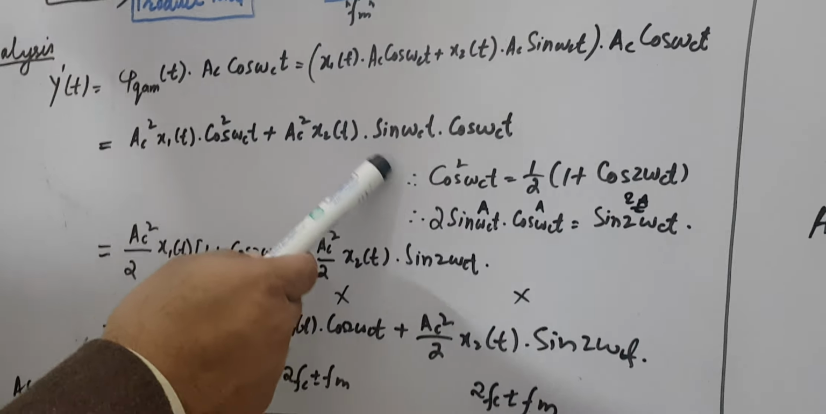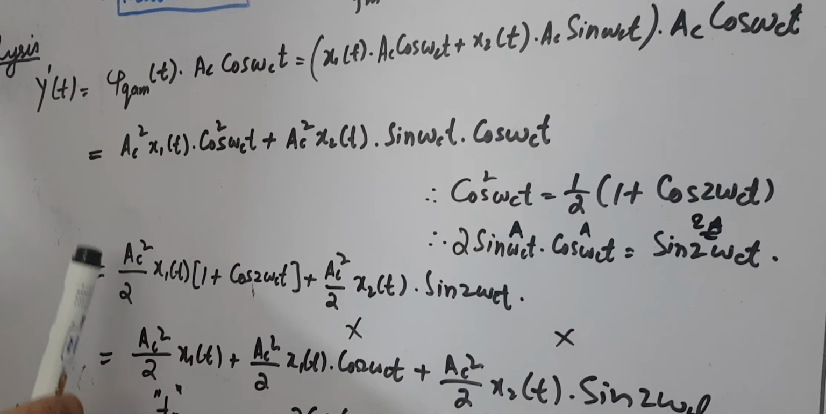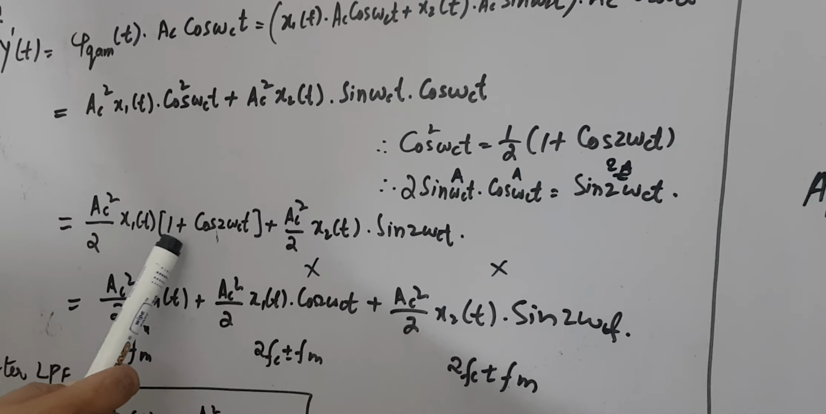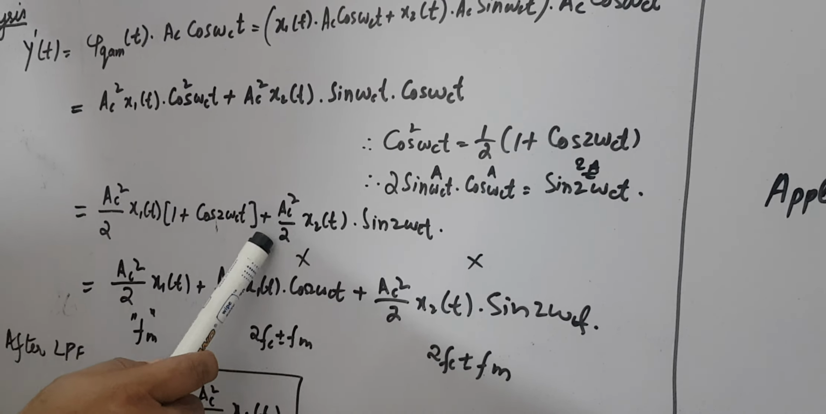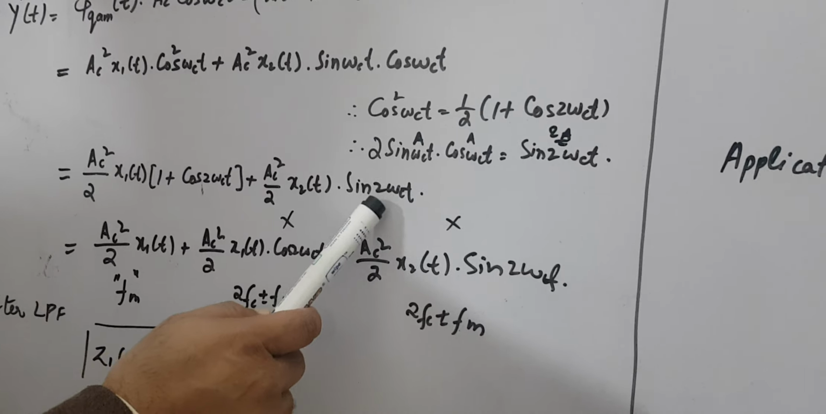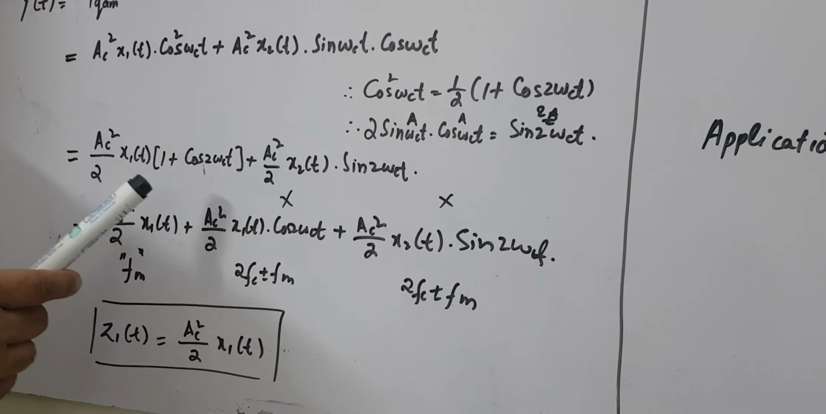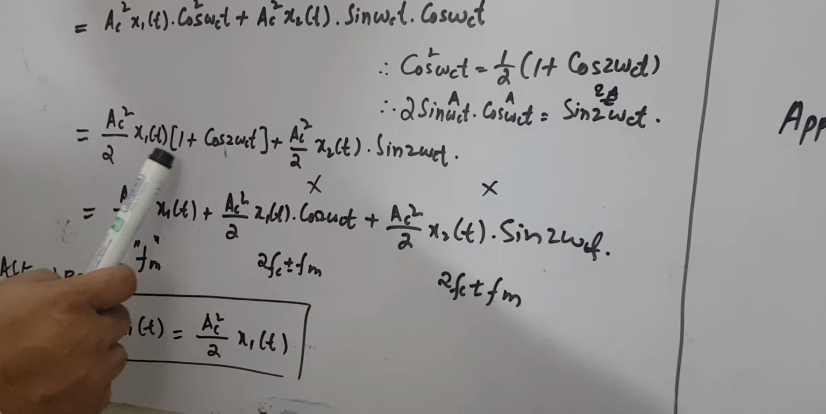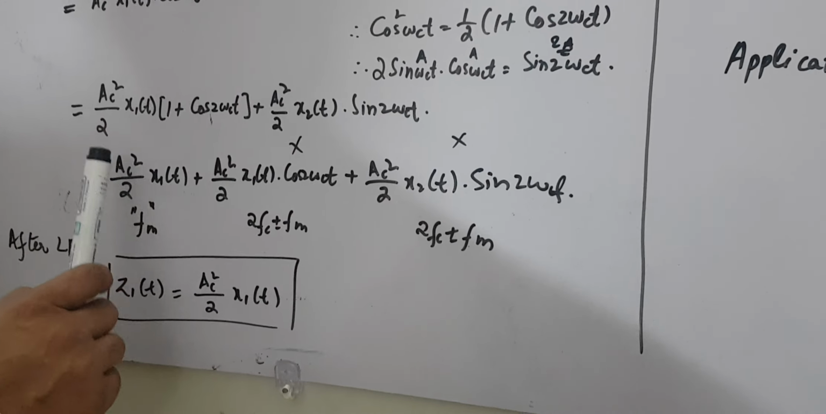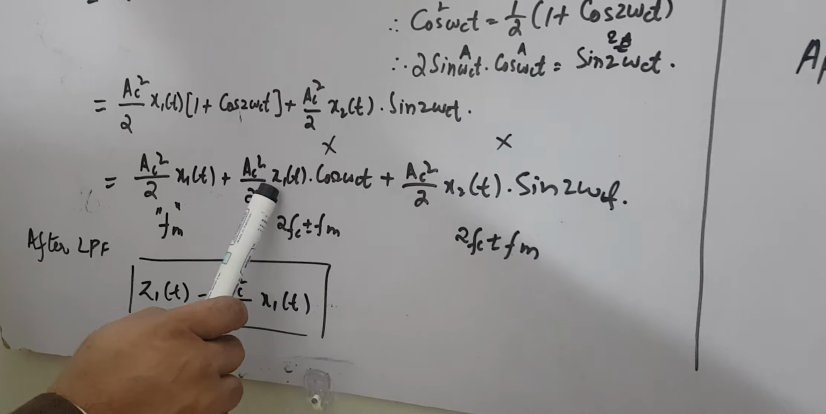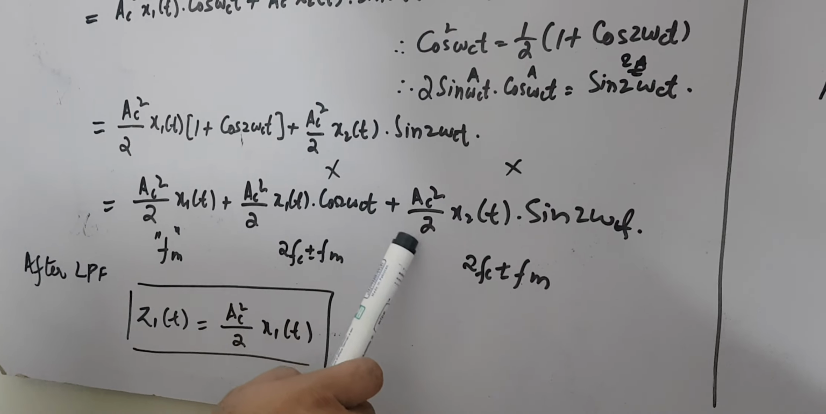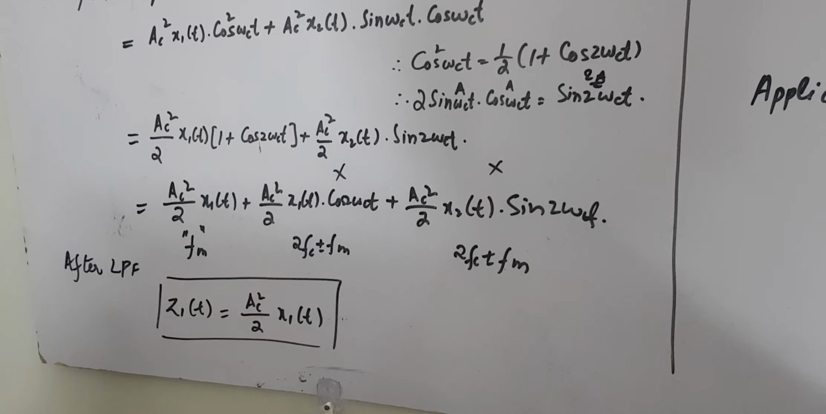Using these two formulas in this equation, we end up with AC square divided by 2 x1(t) times (1 plus cos 2 omega ct) plus AC square divided by 2 x2(t) times sin 2 omega ct. Again you multiply this with that one. So if you multiply this with 1, the answer is AC square by 2 x1(t) plus AC square by 2 x1(t) cos 2 omega ct plus AC square by 2 x2 sin 2 omega ct.